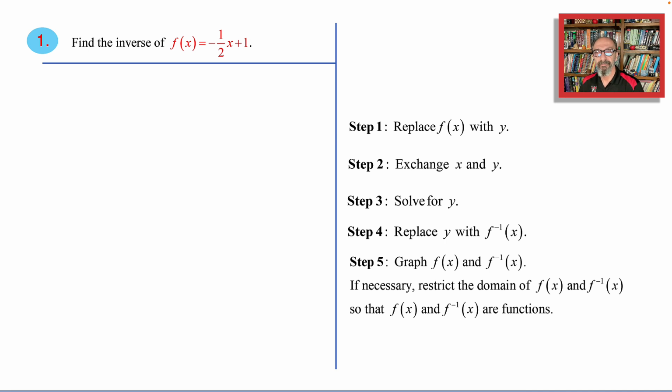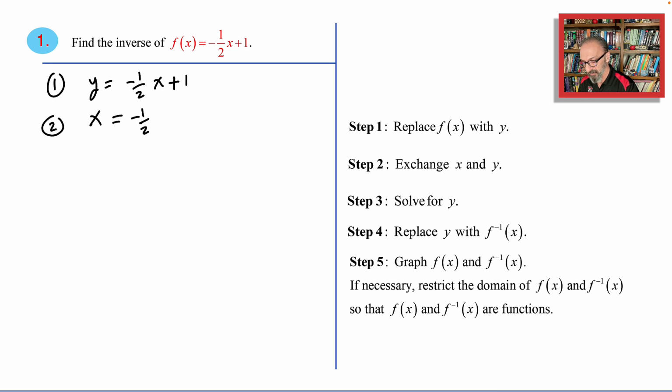Example number 1. Find the inverse of f of x equals negative half x plus 1. Here's step number 1. We replace f of x with y. This becomes y equals negative half x plus 1. Step number 2, we exchange x and y, switch x and y. This becomes x equals negative half, instead of times x we say y, plus 1.